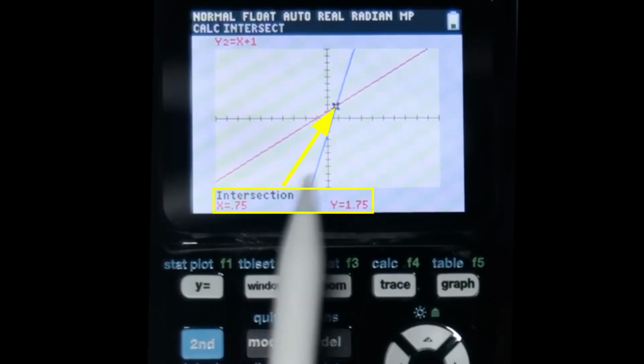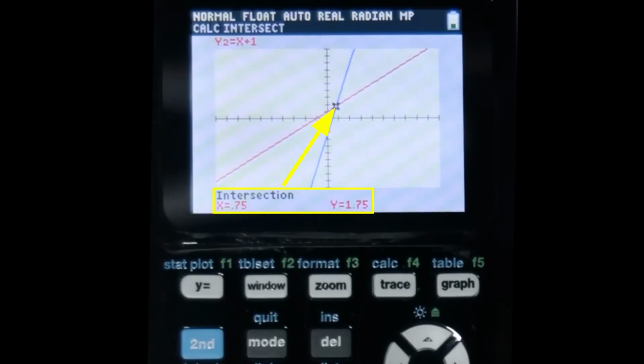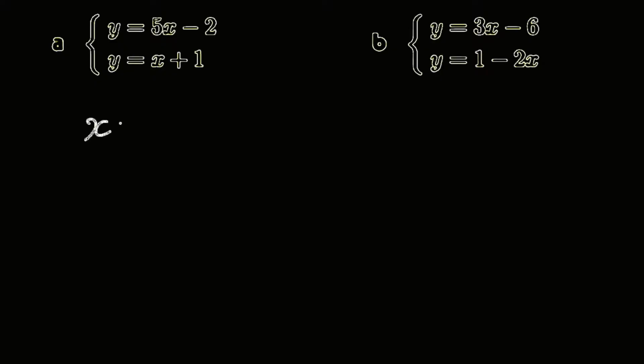I was given the solution to the graph where x is equal to 0.75 and y is equal to 1.75. So I know that x is equal to 0.75 and y is equal to 1.75. All I need to do is substitute these values into equation 1 and equation 2 to see if they work, okay?